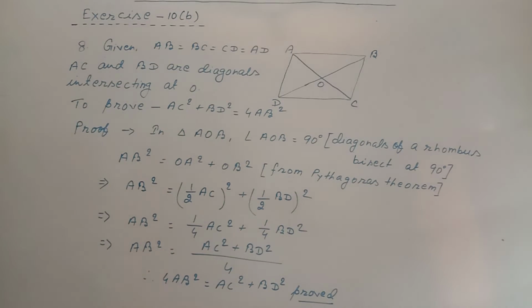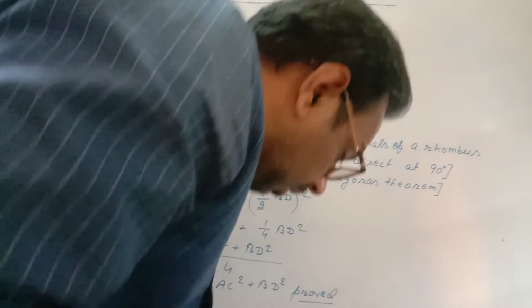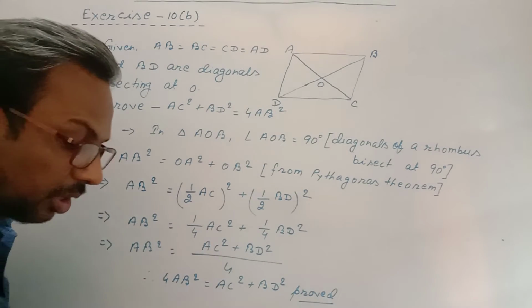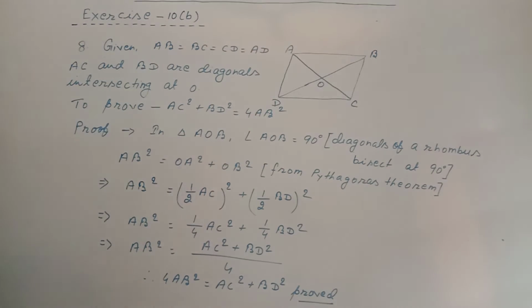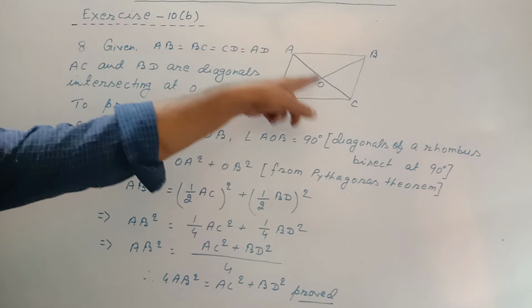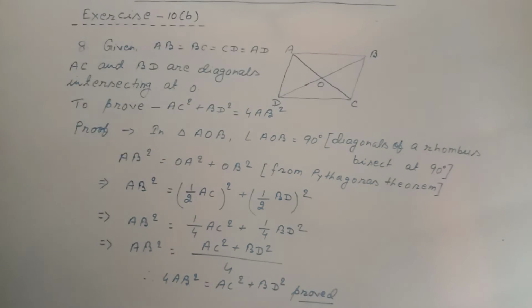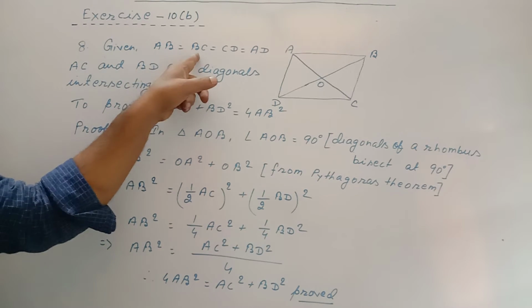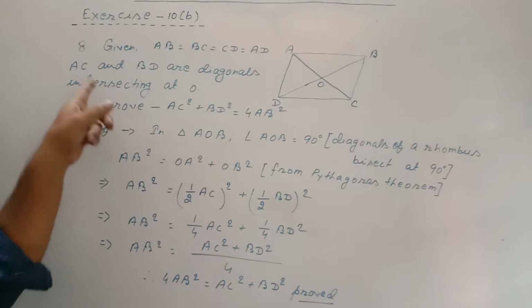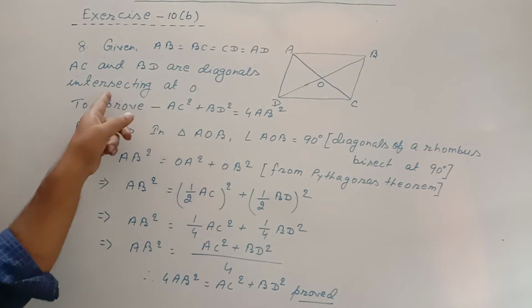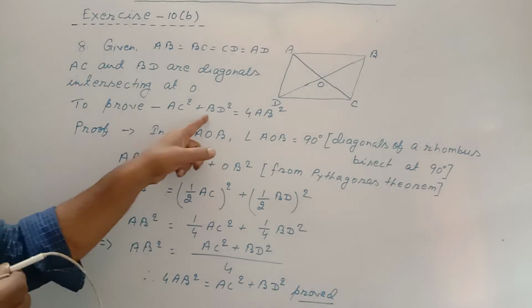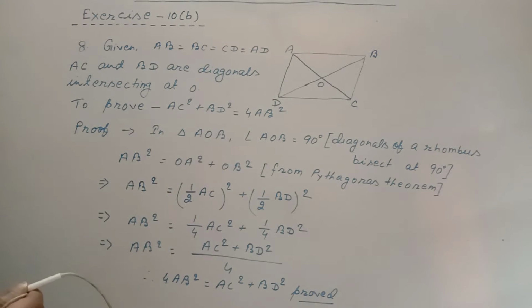In question number 8, ABCD is a rhombus. Prove that AC square plus BD square equals 4AB square. This ABCD is a rhombus in which AC and BD are diagonals. In a rhombus all the sides are equal, so I wrote here, given: AB equals BC equals CD equals AD. AC and BD are diagonals intersecting at point O. We are asked to prove AC square plus BD square equals 4AB square.